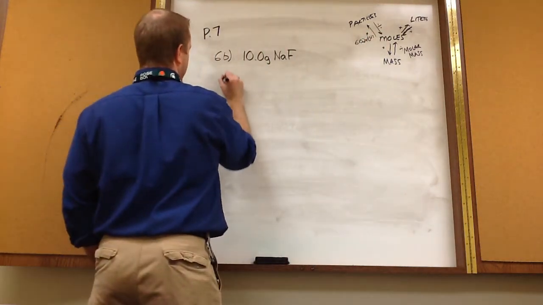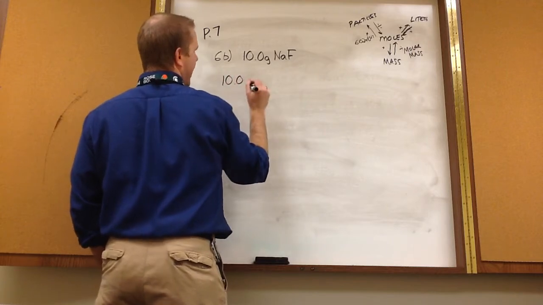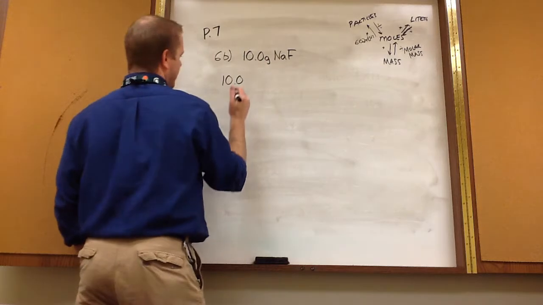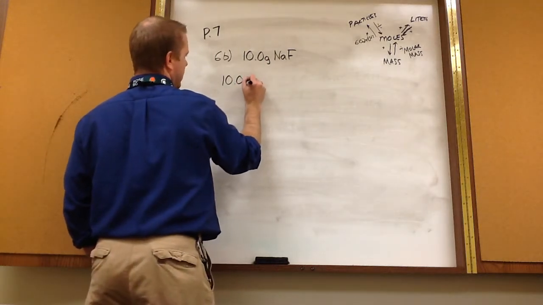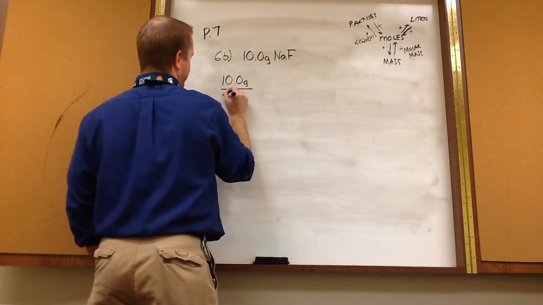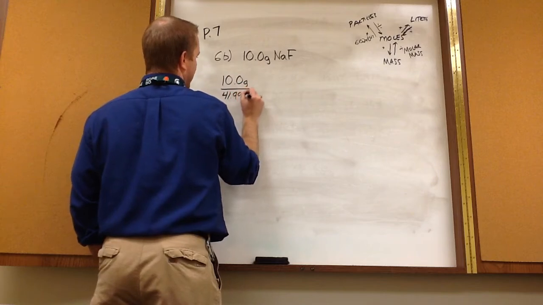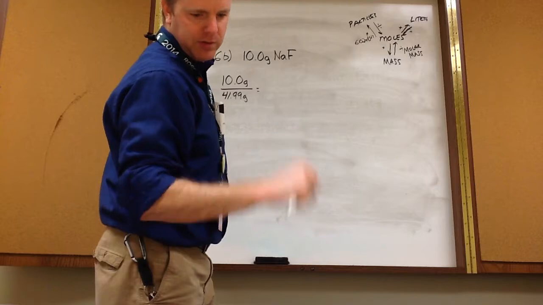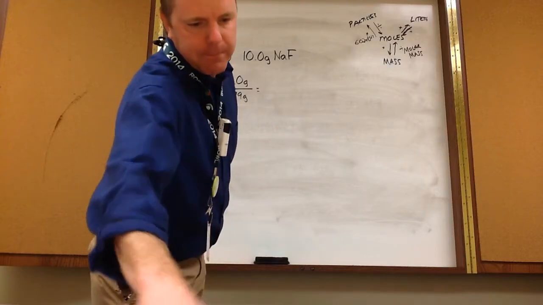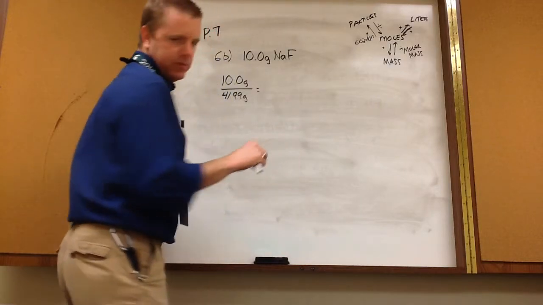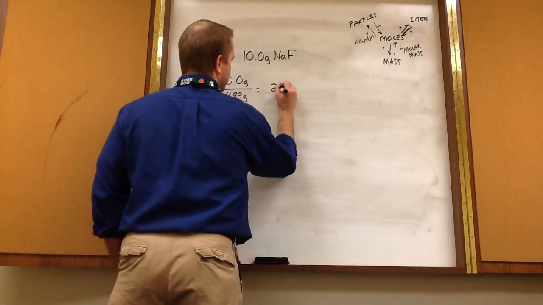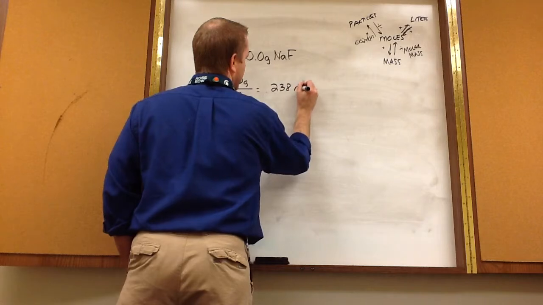So what we do is we take 10.0, and to go from mass to moles, we divide by the molar mass. So we take 10.0 grams, we divide it by 41.99 grams, which we just did in a previous problem. And we got what, wasn't it like 0.238, right? Yeah, 0.238 moles of NaF.